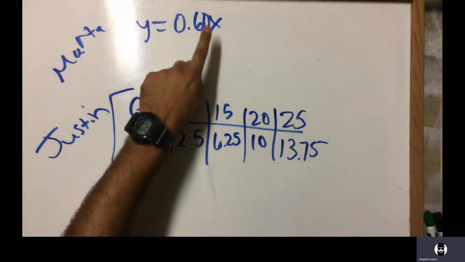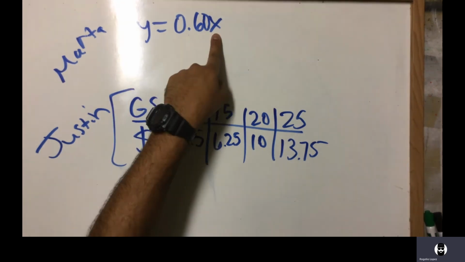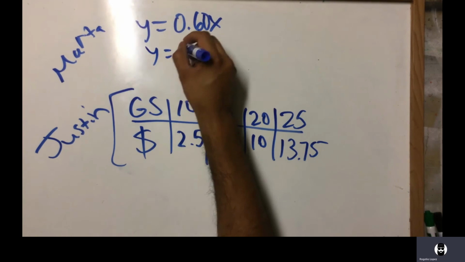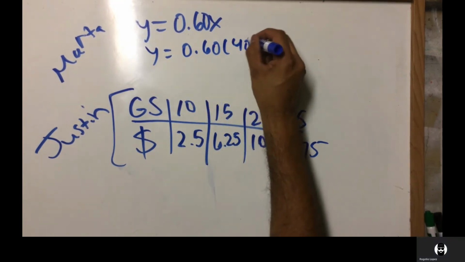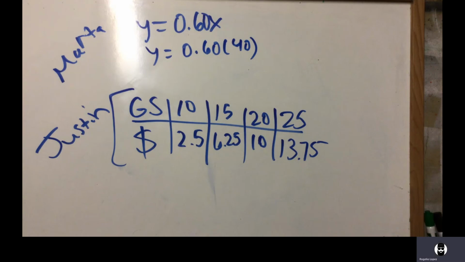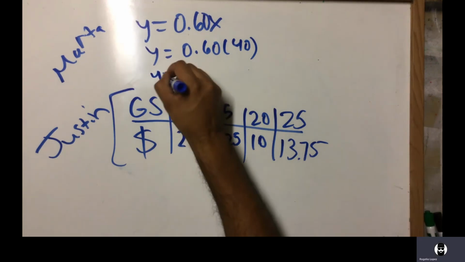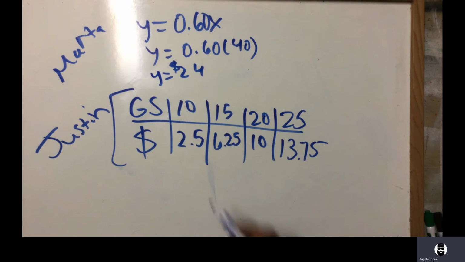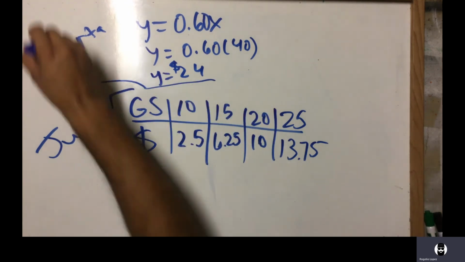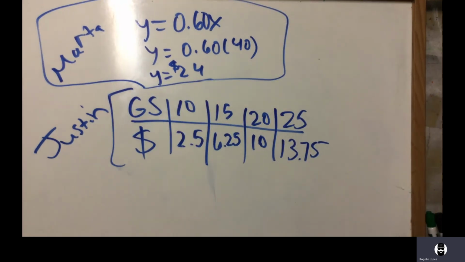Okay. So for 40 cups, I would replace x with 40. So I would go y equals 0.60 times 40. If we multiply that, I get y equals 24. So this is how much money she makes. She makes 24 bucks. So that's how they get the number for Marta.